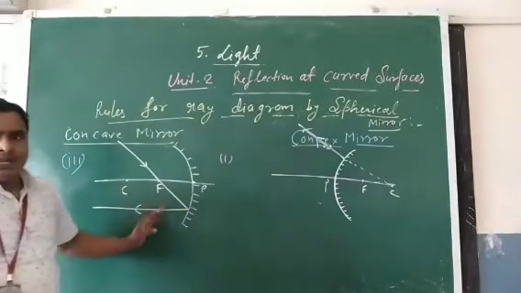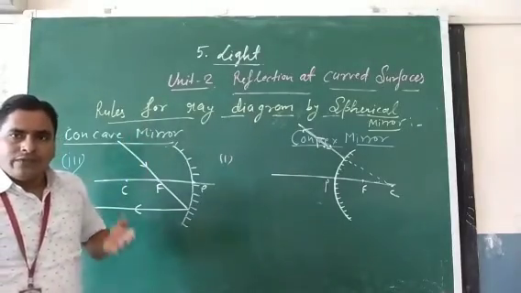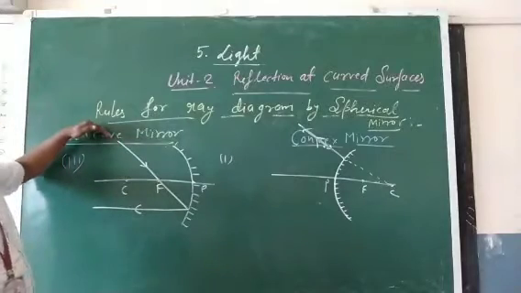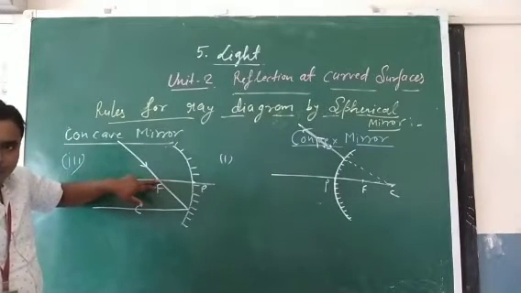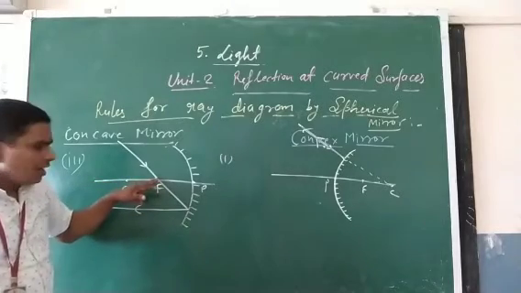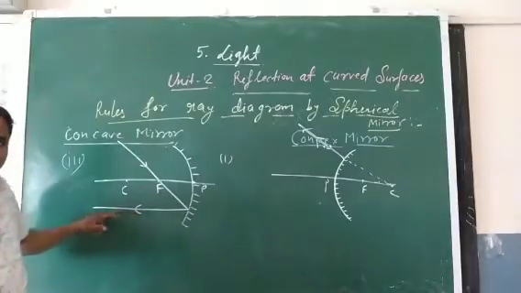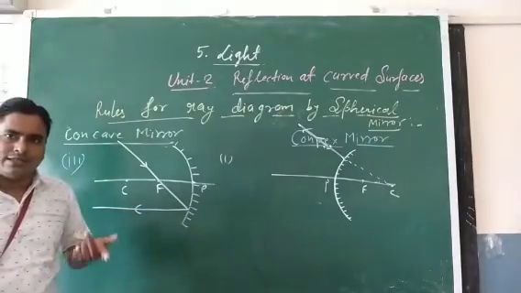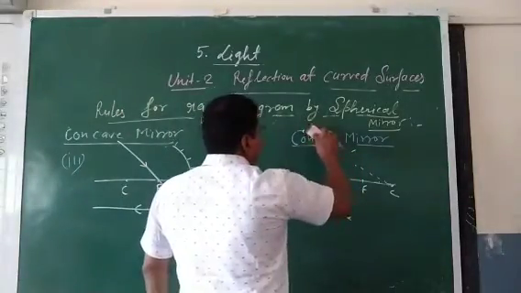You can see that it is the reverse of the first rule. If a ray of light coming from a source first passes through the principal focus or focal point, then after reflection from the mirror it becomes parallel to the principal axis. Clear? Now what will happen in case of convex mirror?